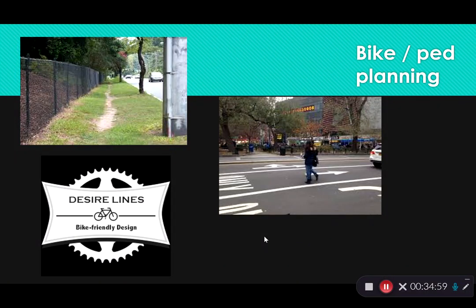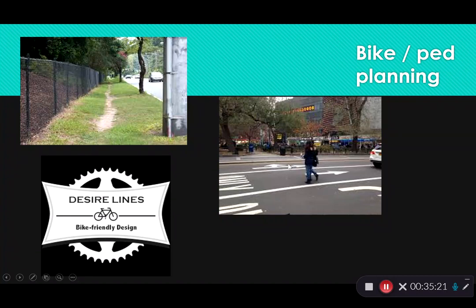So we talked about desire lines when we did our walkabout. That's where you have people creating their own path. So when we talk about sidewalk and pedestrian planning, this is where you start. You go and look in your community for these desire lines where people are creating their own path and build your sidewalks there. That's going to be your best bet, your best bang for your buck.